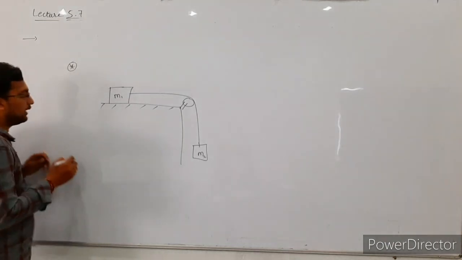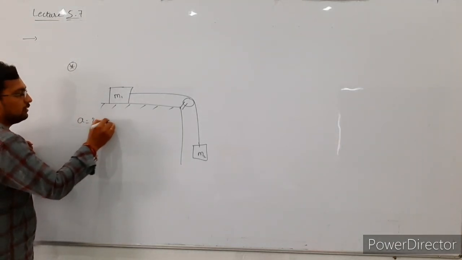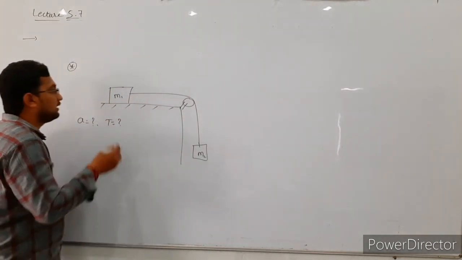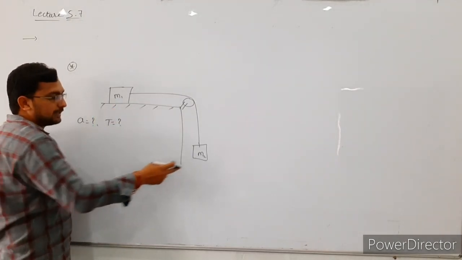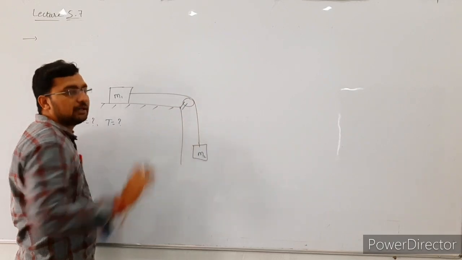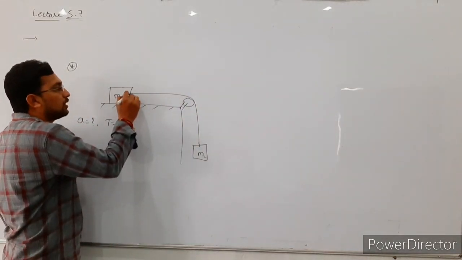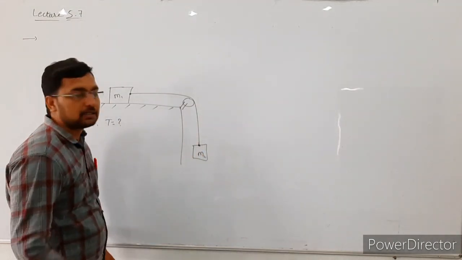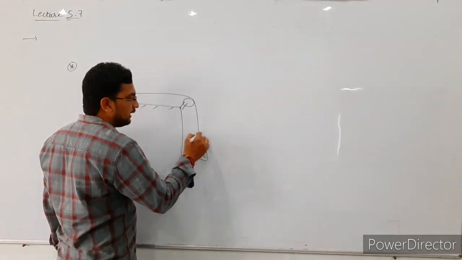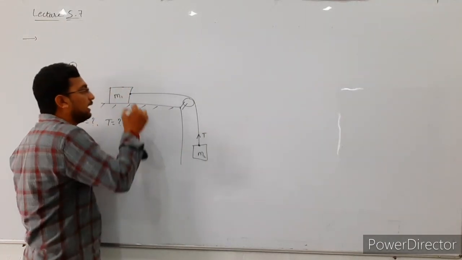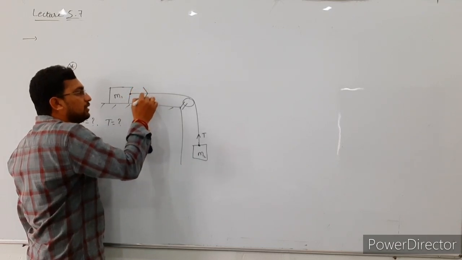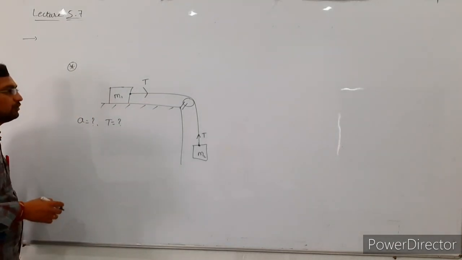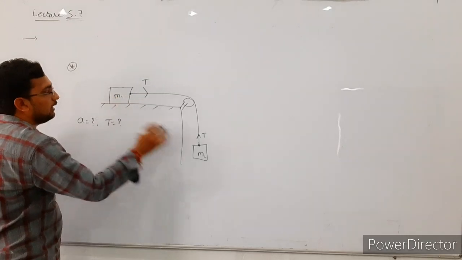Here also we are going to find the acceleration of this system and the tension developed inside the string. The first body has mass m1 and the second body has mass m2, connected by the light string. Now we find the direction of the tension inside the string. We know that the direction of tension is always away from the point of contact, here also away from the point of contact.